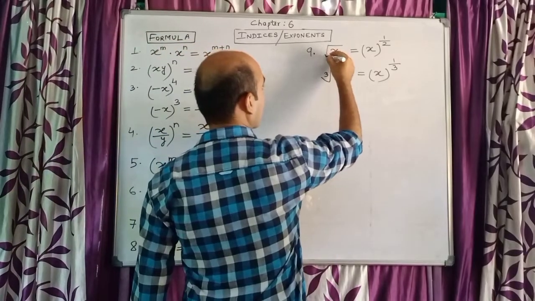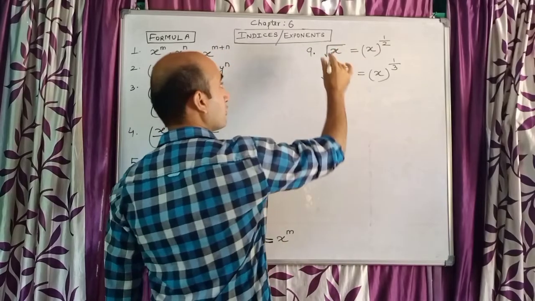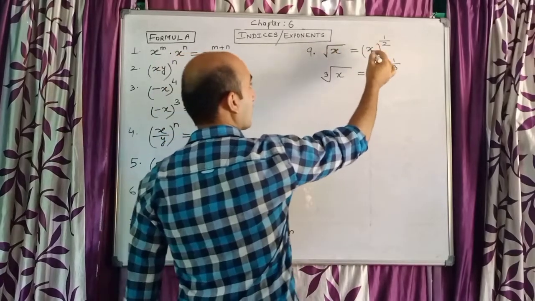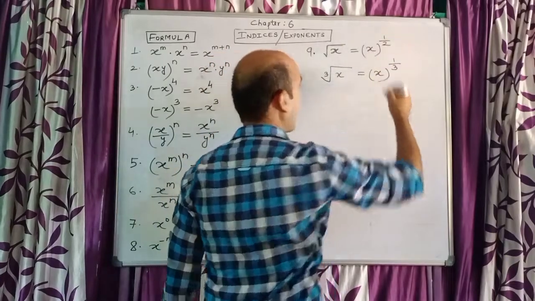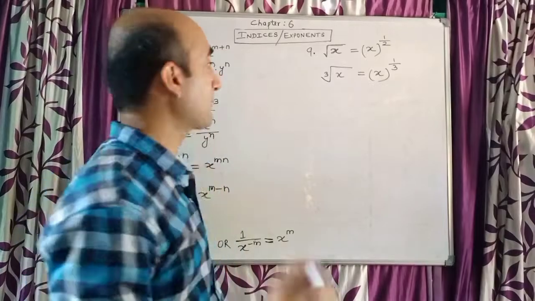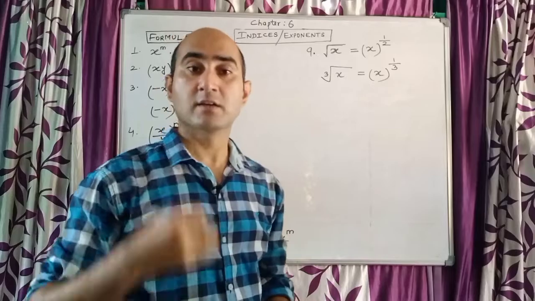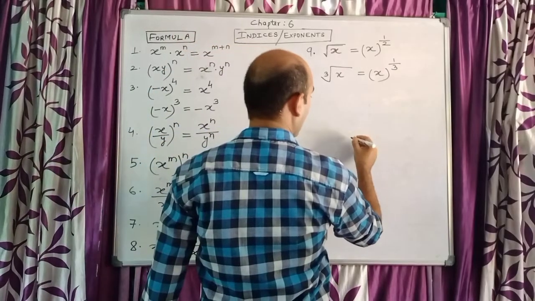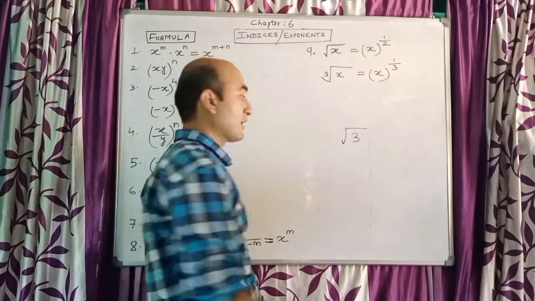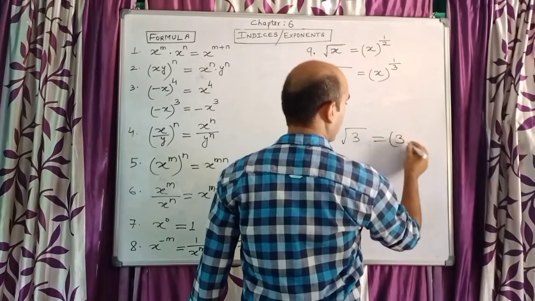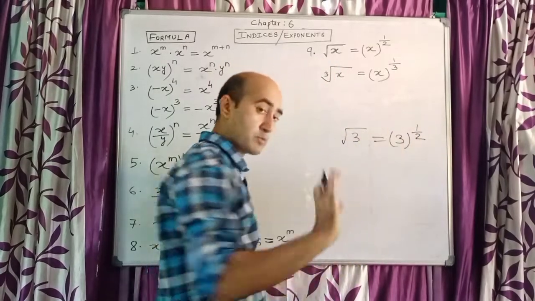If you see a root over any number or variable in this chapter, to remove this root, you write x to the power 1 by 2. When you write the fractional power 1 by 2, the square root vanishes. For example, you have root 3 and you want to remove the root from here. You can write 3 to the power 1 by 2, and the root is removed.